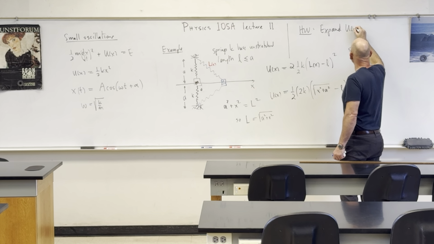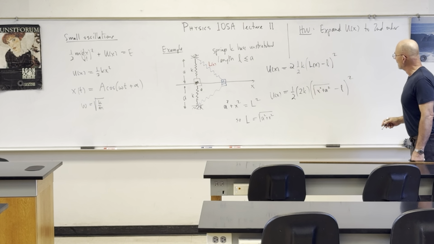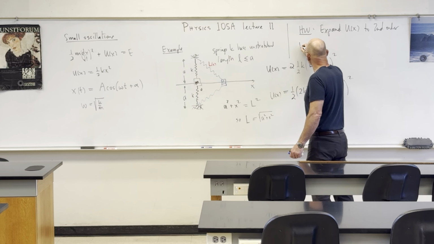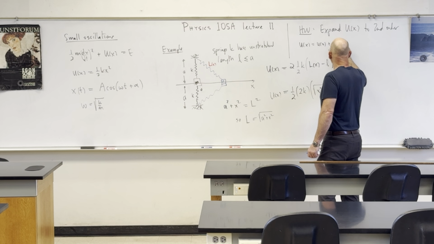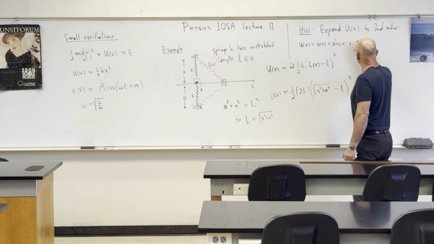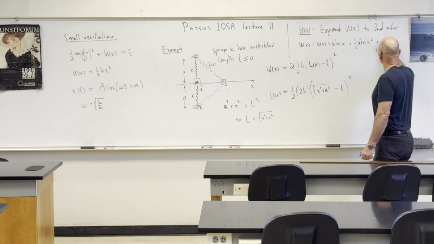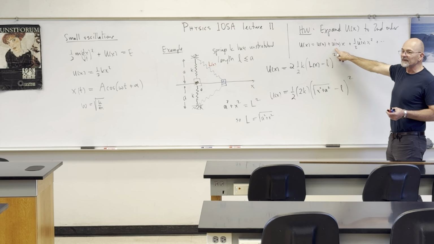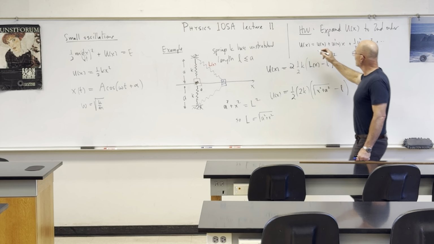Expand u of x to second order. Third and fourth order is a mess. We've done that before, but we're going to expand it to second order. That means we're just looking at u of x equals u of 0, u prime of 0, and second order is up here. And you will find that that's zero, right? The first derivative vanishes. So this is the first non-trivial thing here. And so that's the first thing to do.